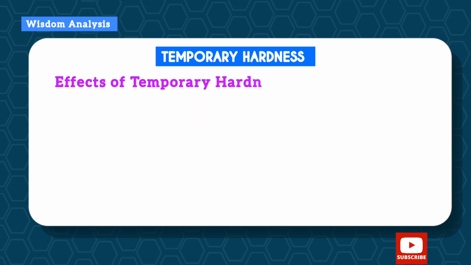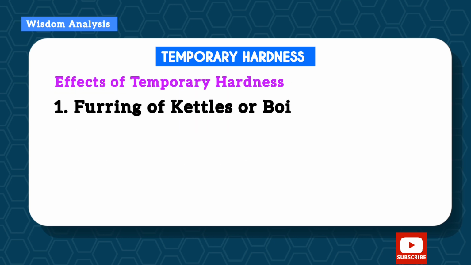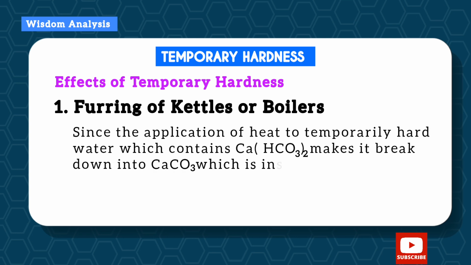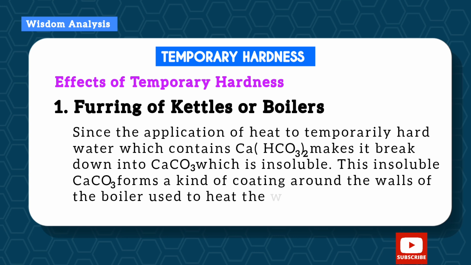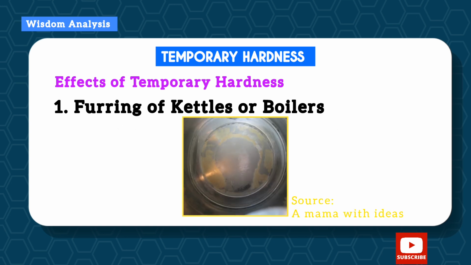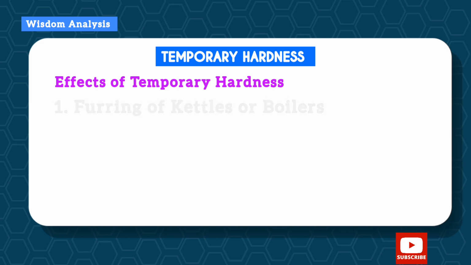Now let's talk about the effects of temporary hardness. Furring of kettles and boilers. Since the application of heat to temporary hard water, which contains calcium hydrogen trioxocarbonate 4, makes it break down into calcium carbonate, which is insoluble. Now this insoluble calcium carbonate can form a coating around the walls of the kettle or the boiler used to heat the water. So you can know that was a temporary hard water, just like it displayed in this picture.